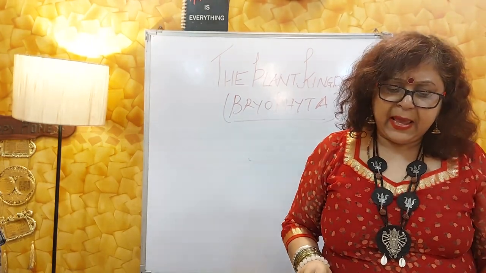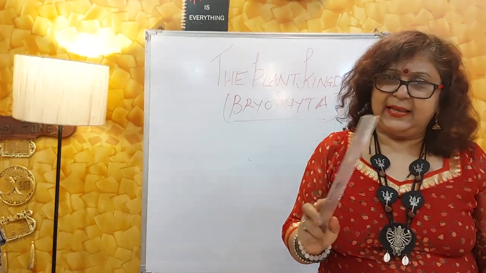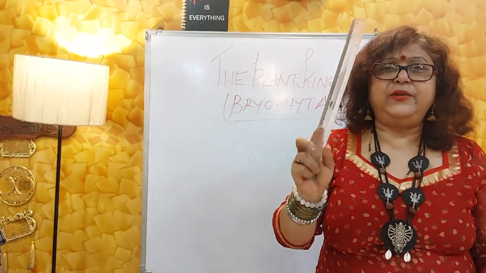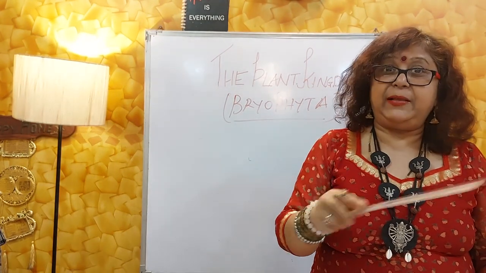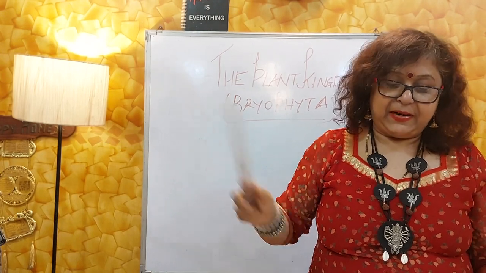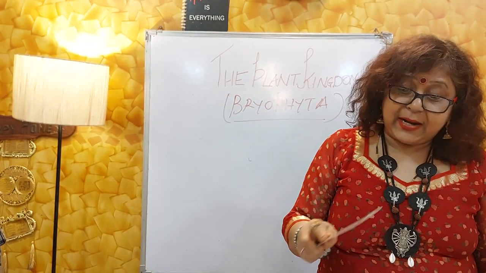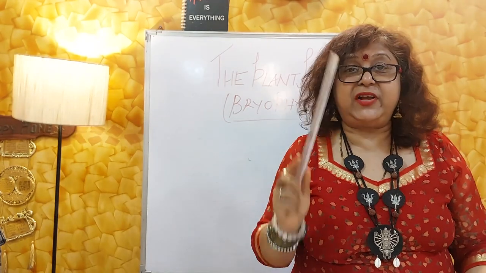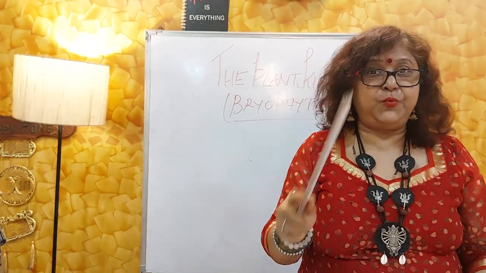The root, stem and leaves are not present, like in algae, here also they are not present, because they are still evolving, the plant kingdom is evolving, till we reach angiosperms, the flowering plants. So they possess root-like, leaf-like or stem-like structures, but not true ones, okay? This you will write in the exam.